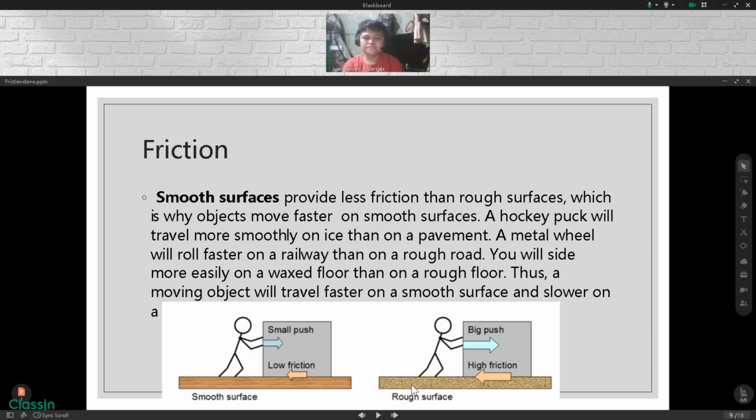A hockey puck will travel more smoothly on ice than on pavement. A metal wheel will roll faster on a railway than on a rough road. You will slide more easily on a wax floor than on a rough floor. Thus, a moving object will travel faster on a smooth surface and slower on a rough surface.